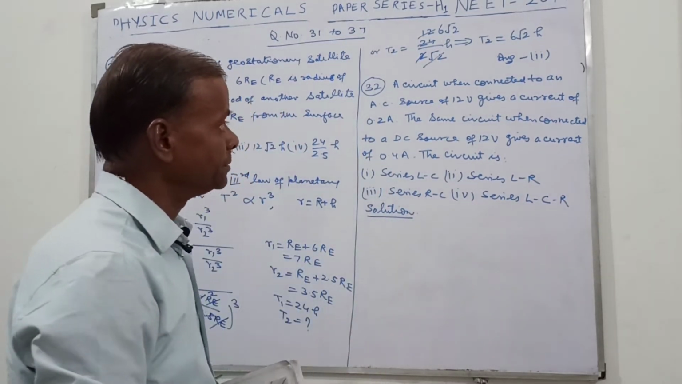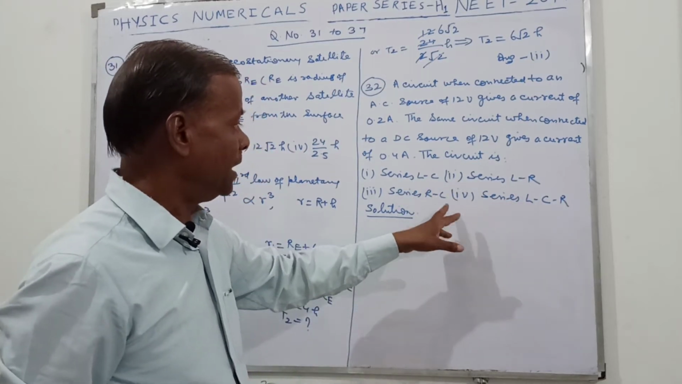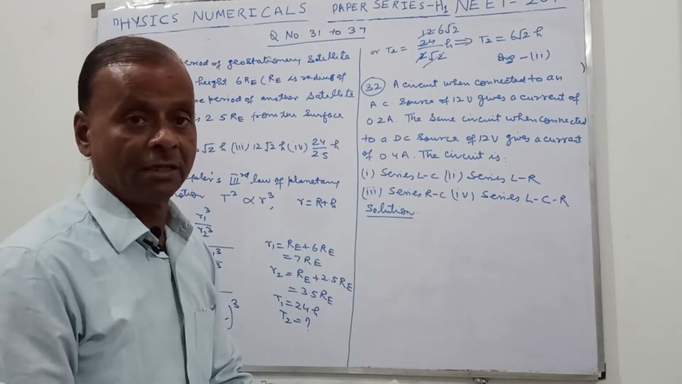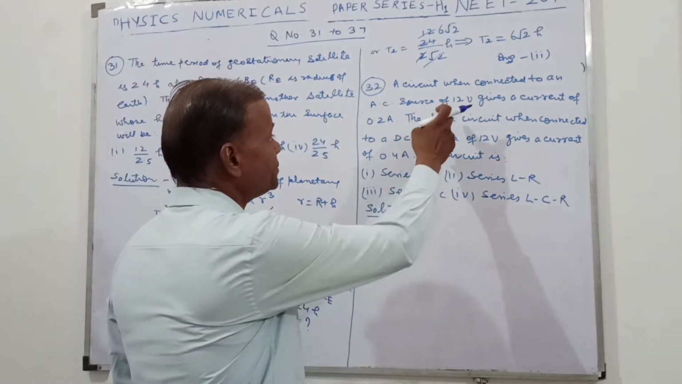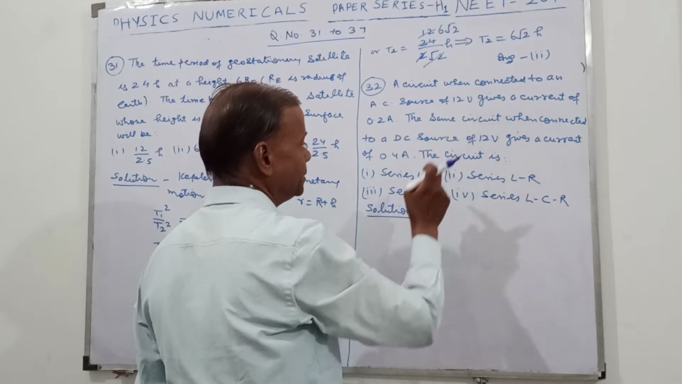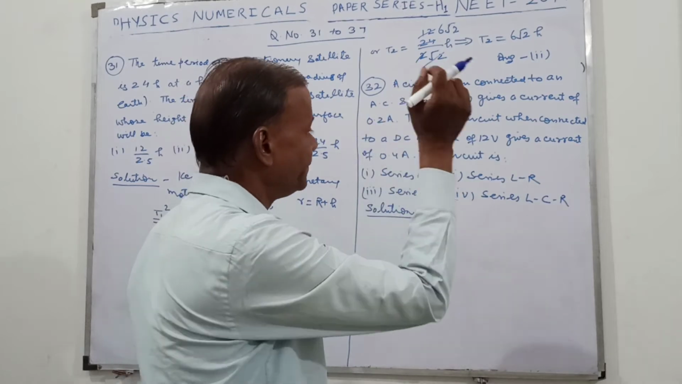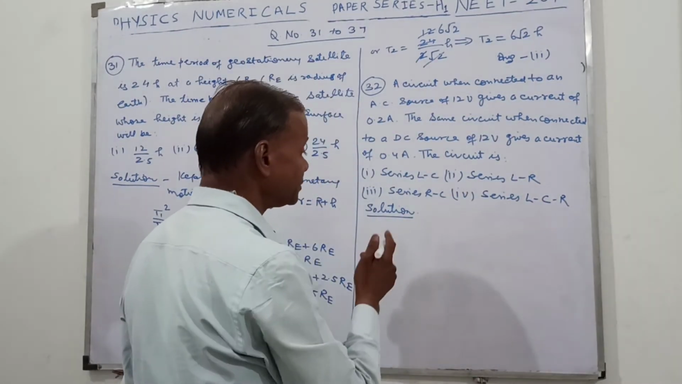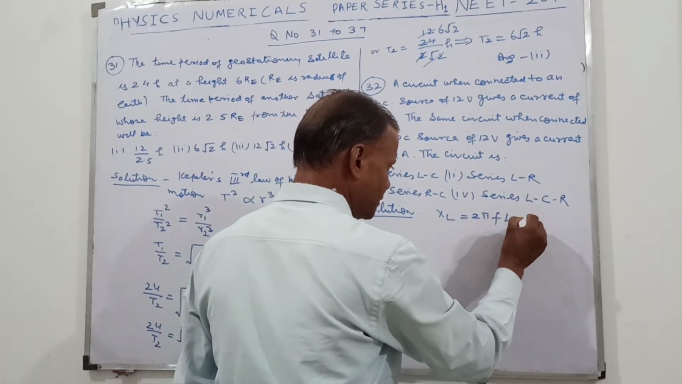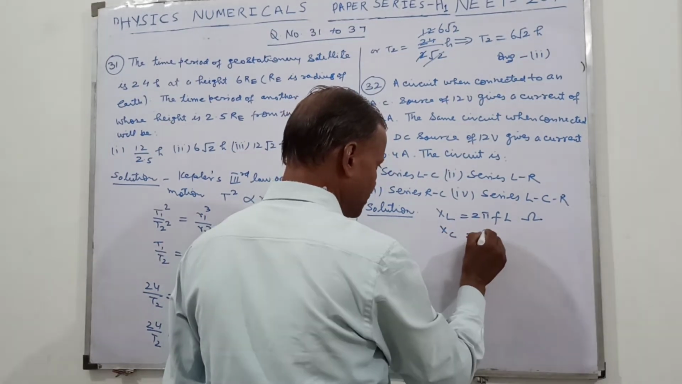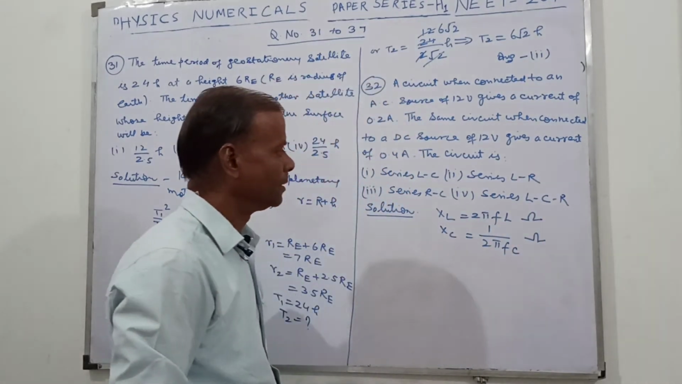You are given the AC circuit, and also you see from the options that series RL, RC, LCR or RC are given. So this is the AC circuit. And when we connect the circuit with AC, then all the three components act. So they are giving the current of 0.2 ampere. Now XL equals 2 pi FL, and XC equals 1 upon 2 pi FC.